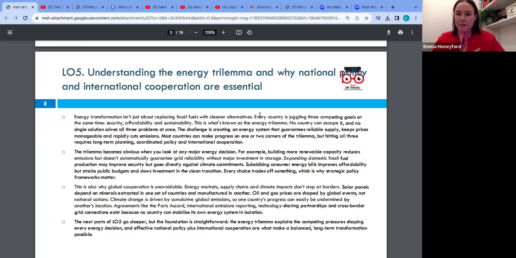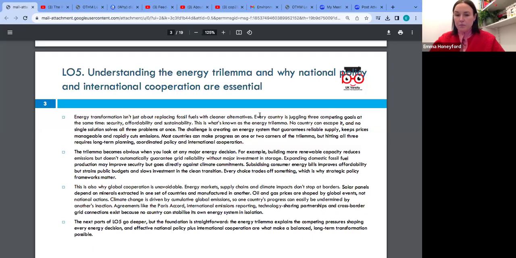Expanding domestic fossil fuel production may improve security, but goes directly against climate commitments. Obviously some countries may still rely heavily on fossil fuels, which is great for them because we need energy. We can't escape that. We do need it, but that will undermine any climate commitments and isn't aligned to the Paris commitment, which is to not exceed a temperature above 1.5 degrees.